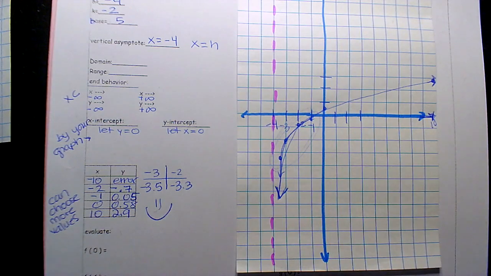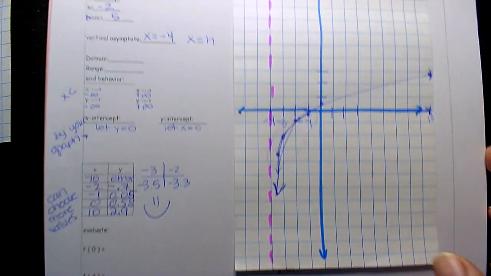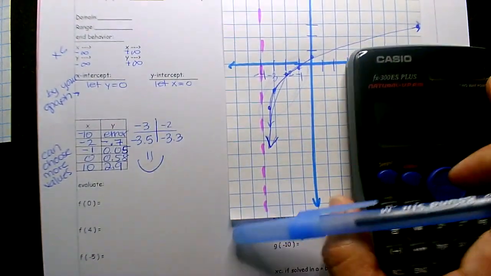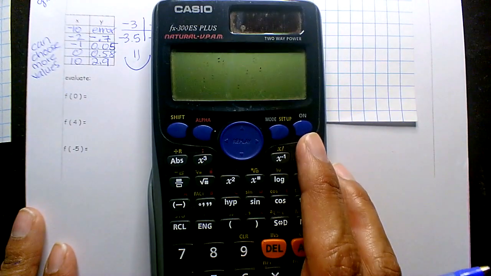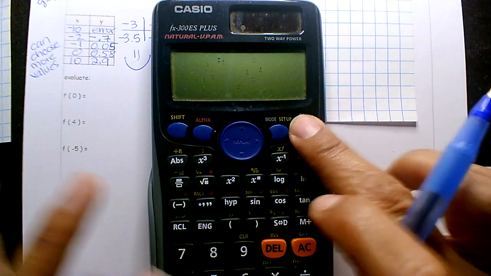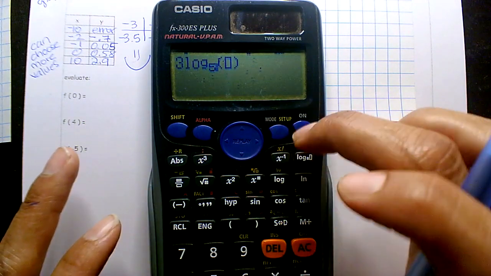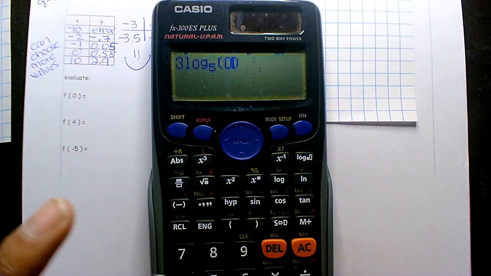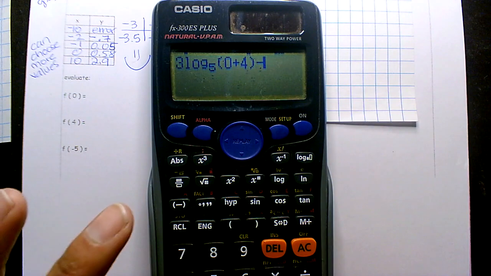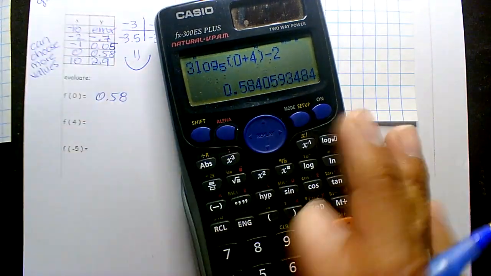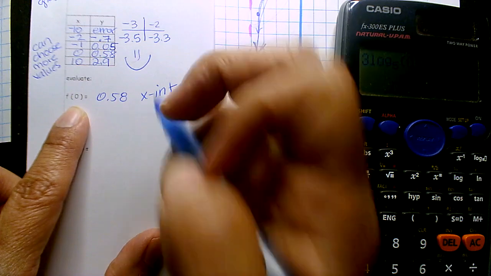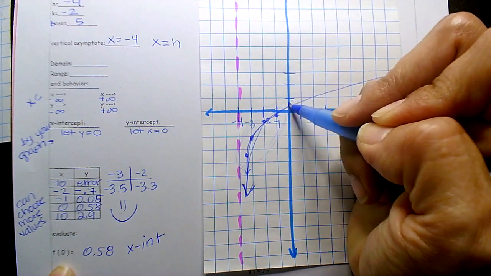All right, so we have the graph. Okay, let's get down below for the function substitution. All right, f of 0. Oh, I cleared it. What's the function? 3 log 5 of 0 plus 4, minus 2. I get 0.58. That is my x-intercept, right? When x is 0, oh wait, that's my y-intercept. When x is 0, I have 0.58. That's right here, right?